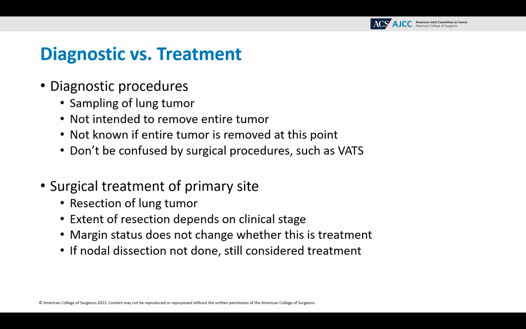Now, diagnostic versus treatment. Diagnostic procedures include a sampling of the lung tumor. It's not intended to remove the entire tumor. It's not known if the entire tumor is removed at this point. And don't be confused by surgical procedures, such as VATS. The surgical treatment of the primary site includes a resection of the lung tumor. Extent of the resection would depend on the clinical stage. The margin status does not change whether or not this is treatment. And if a nodal dissection is not done, it's still considered treatment.